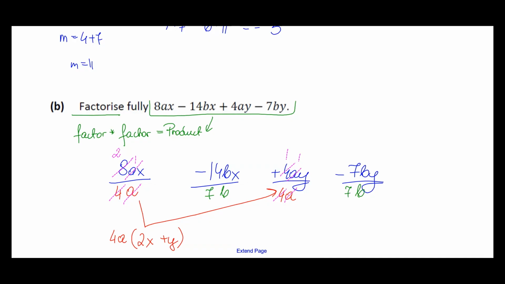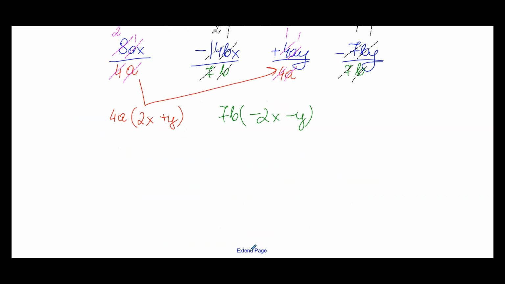So again, what will I have left over? b divided by b, that's 1. 7 divided by 7, that's 1. b divided by b, that's 1. 14 divided by 7, that's 2. Okay, so let's write it down. So 7b, and then what am I going to have left over? Minus 2x, and then minus y.